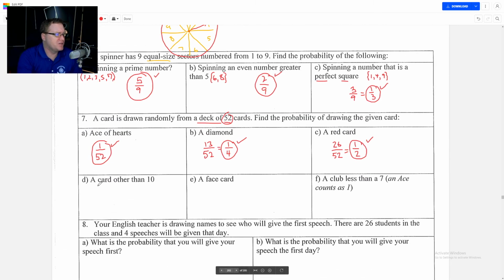All right. Let's go to this one. A card other than 10. All right. So we don't want 10. We want any other card. Well, how many 10s are there? There are 4. So how many cards that are not 10s are there? Well, 52 minus 4 is 48. So there are 48 cards that are not 10. So we're going to have 48 ways to pick a card that's not 10, and there are 52 total possible outcomes. So it's 48 over 52, which is 24 over 26, 12 over 13.